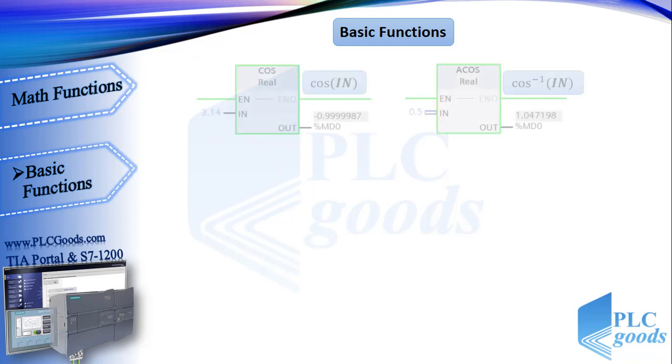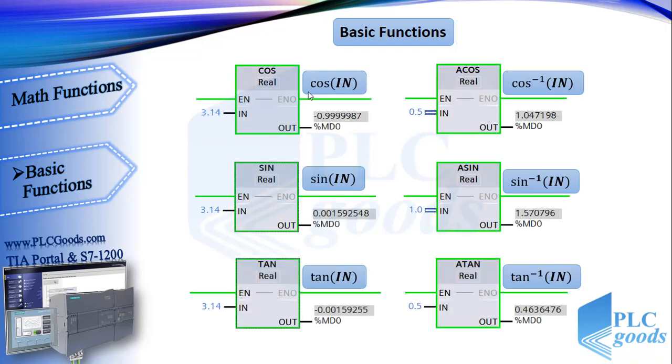Alright, now you see trigonometric functions, which can be used in TIA software. For example, see the first instruction, cosine value. This instruction calculates the cosine of the angle. Pay attention, the size of the angle is specified in radians at its input.